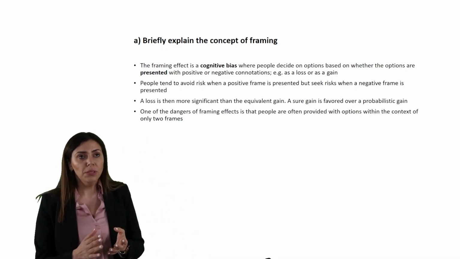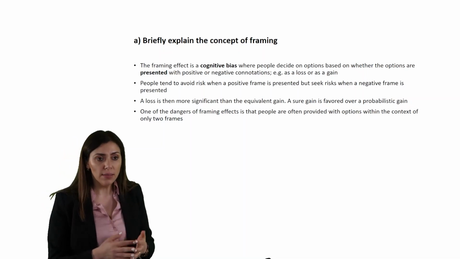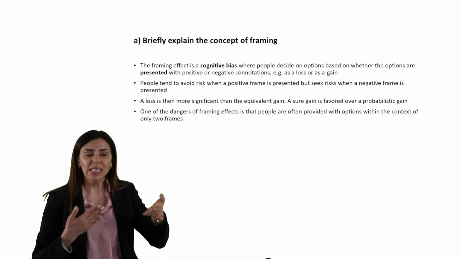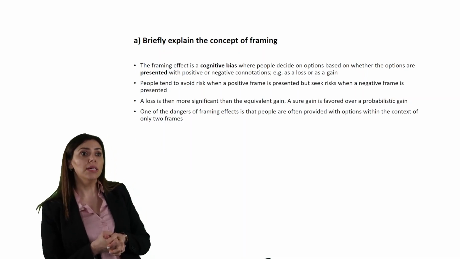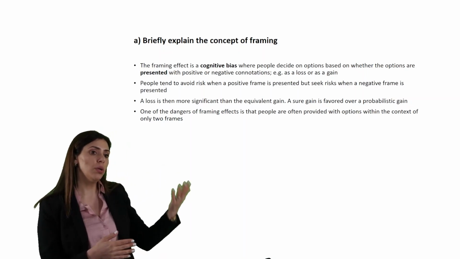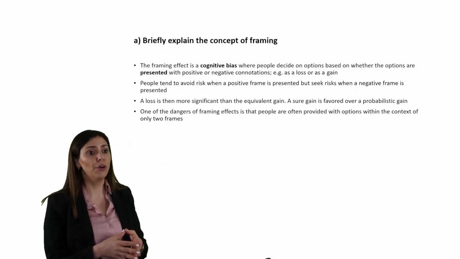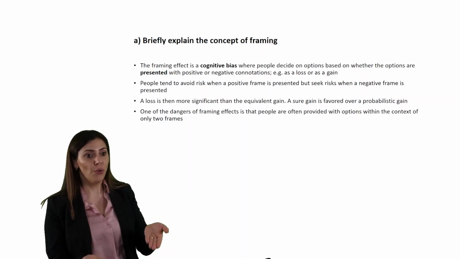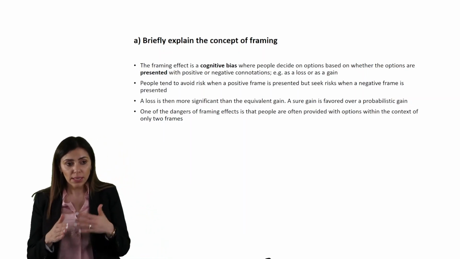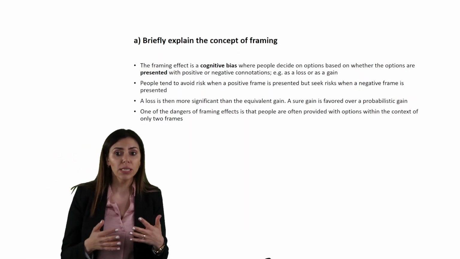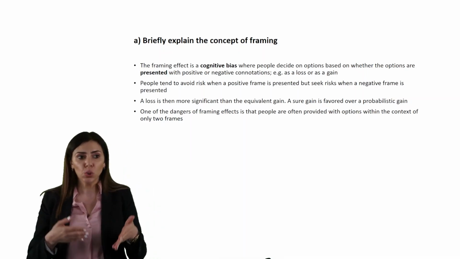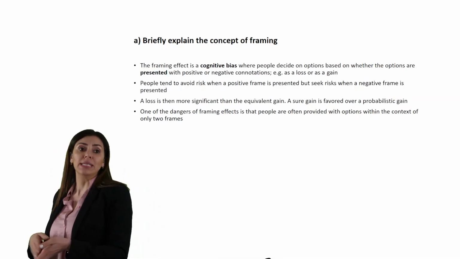We said that people tend to avoid risk when a positive frame is presented to them, but they seek risk when the negative frame is presented. And that is what we discussed in our lecture when we talked about the situation of framing options of taking the corona vaccination or not. In the case of framing, the loss is more significant than an equivalent gain, but a sure gain is favored over a probabilistic gain.